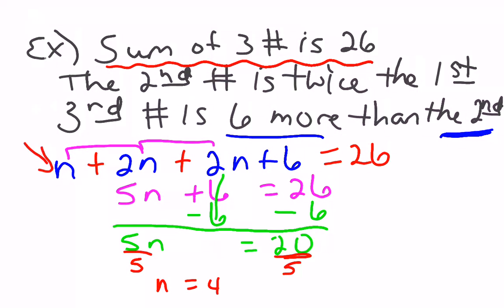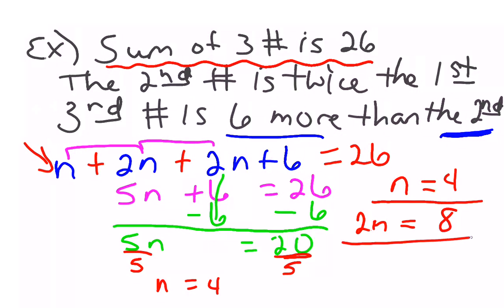So remember, that's our first number, right? This guy right here. So then our second number, I'll write it over here. So our second number is 2n. So 2 times 4 is 8. So our second number is 8. And our third number is that second number plus 6. So 8 plus 6 is 14. So our three numbers are 4, 8, and 14.